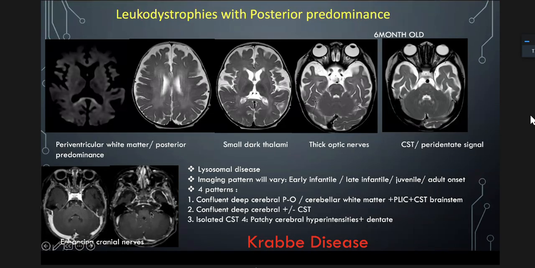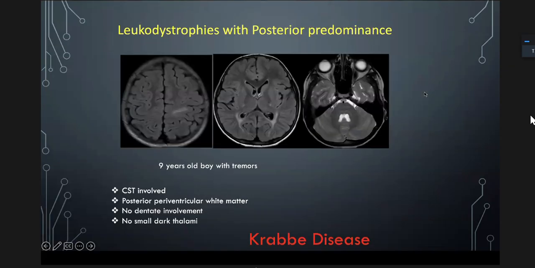Now, another important feature of Krabbe's is that they would have enhancement of the cranial nerves. Like we see here, the trigeminal nerves are enhancing. The seventh and eighth nerves also show enhancement. So again, Krabbe's will have multiple patterns. This is a very classic pattern or the early infantile pattern, where there is involvement of the periventricular region. So it is basically diffuse involvement of the cerebral white matter, cerebellar white matter, posterior limb of internal capsule, as well as the corticospinal tracts in the brainstem.